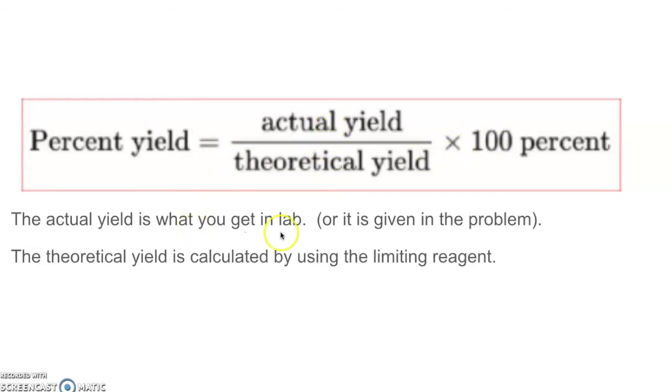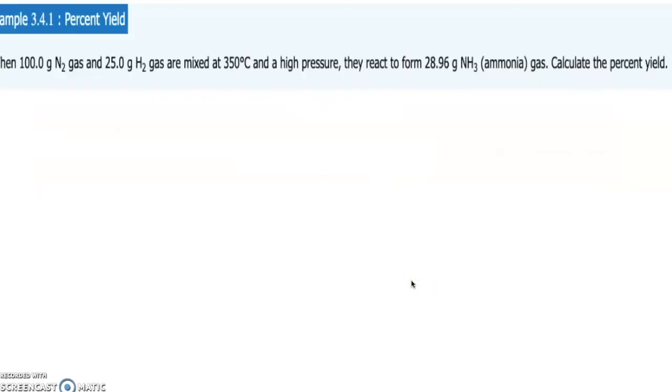So actual yield is what you get in the lab, or it'll be given to you in the problem. And obviously in the problems, that has to be given to you. Theoretical yield, on the other hand, is calculated by using the limiting reagent. So you have to find the limiting reagent, and then you use the limiting reagent to find the theoretical yield of your product. And again, I will do an example of that so you can see how a percent yield problem works.